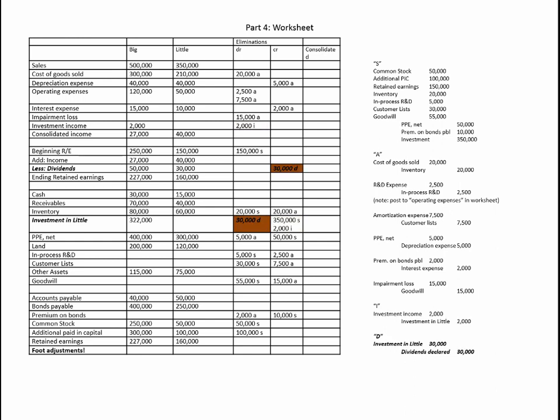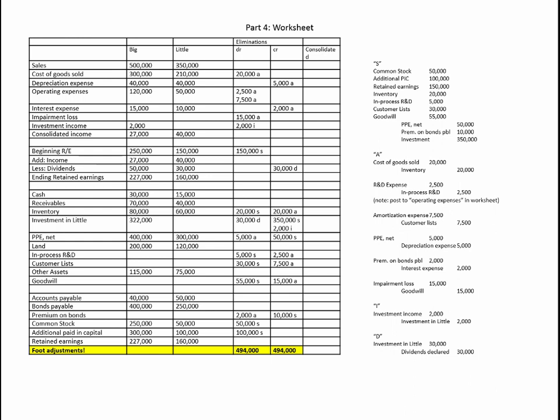And then finally, the D for dividends entry, we credit dividends declared and debit the investment in little account. Before going any further, I can't stress enough the value of footing these two columns to make sure that debits equal credits. Now, when you're creating those elimination entries, at this point of your career as an accounting student, it should be virtually impossible for you to write a journal entry that doesn't balance. It should just rub you the wrong way in the depths of your soul.